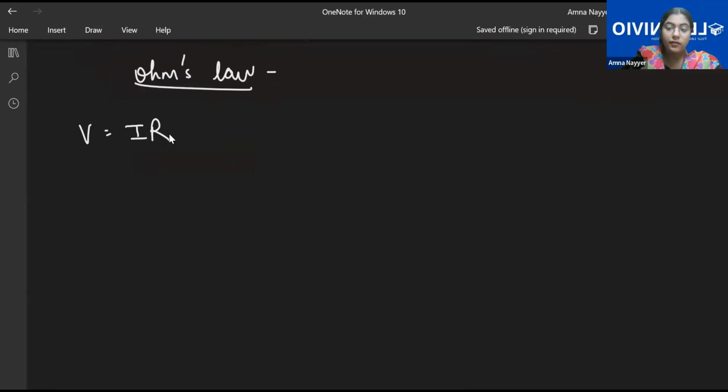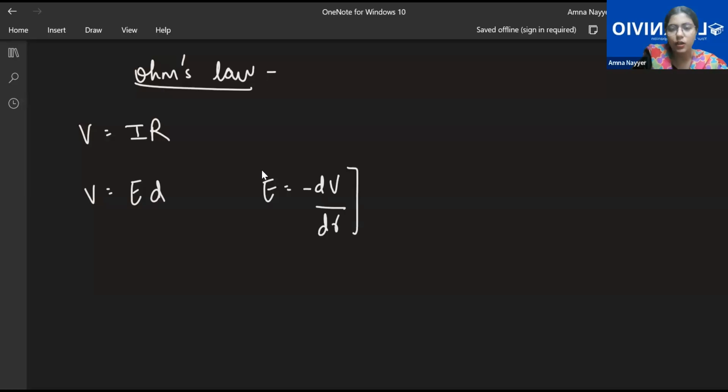One more thing we already know, potential is equal to electric field into distance. This is from our second chapter. Remember, E is equal to minus dV over dr. We had this formula. So based on this, V is equal to ED. Many times you have to equate both of these. When we are talking about the electric field and the distance, both of them can be used. So sometimes this is often used in the exam.